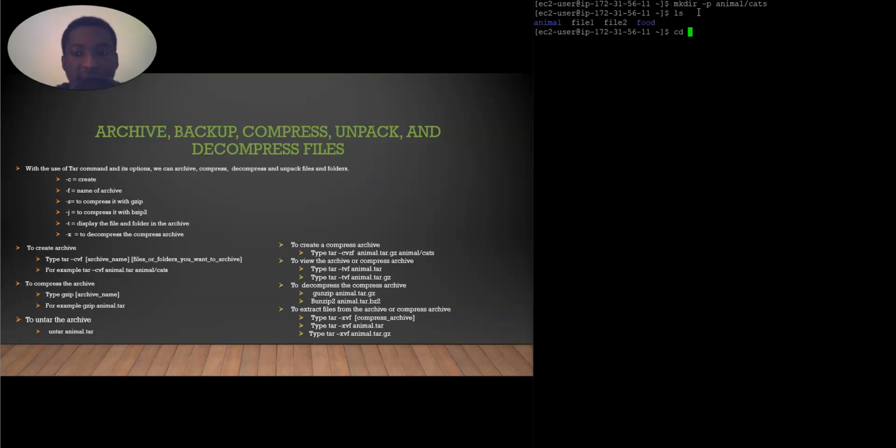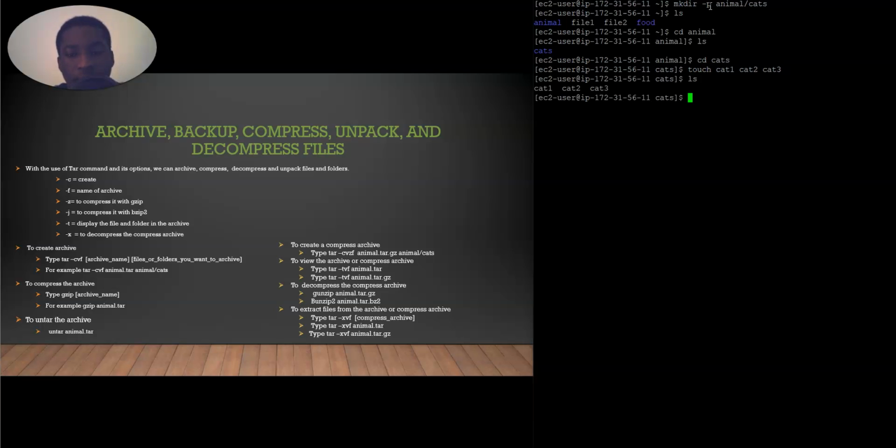If we cd, change directory, into the animal folder, and we list the contents of it, we should see cats. cd into cats and create 3 files: cat1, cat2, and cat3. And we should see that the files are created. We got to go back into the user's home directory.